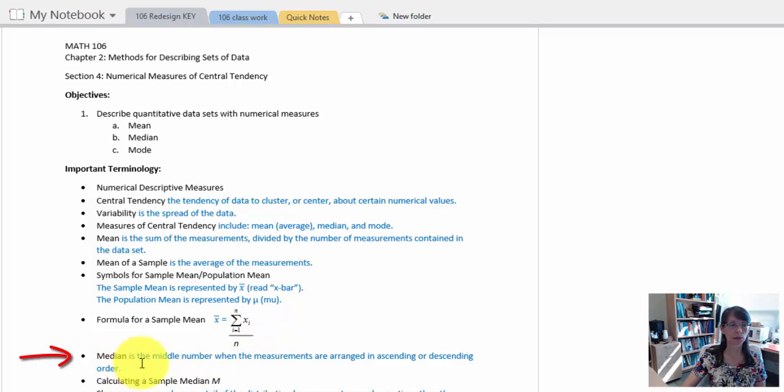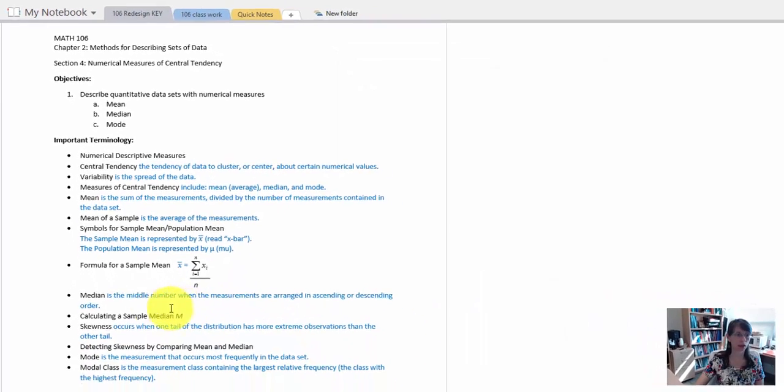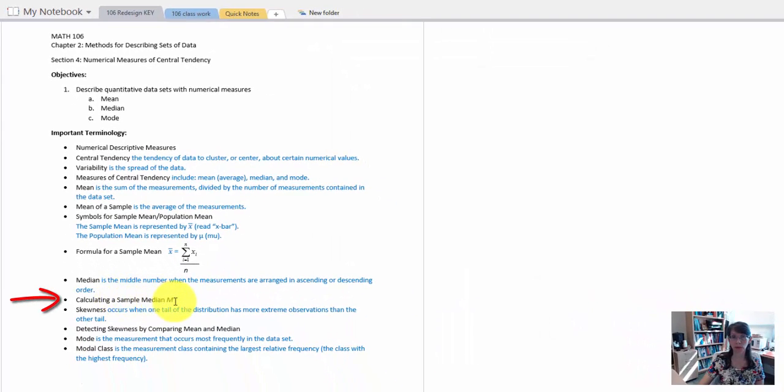The median is the middle number when the measurements are arranged in ascending or descending order. So if there is an odd number of measurements, it will be easy to find the middle value. If you have an even number of measurements, you'll have to add those two middle measurements and divide by 2. The sample median will be represented by capital M.